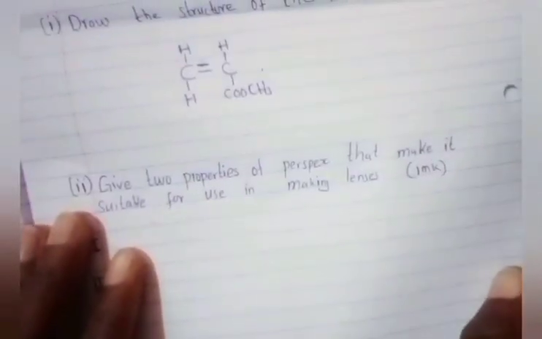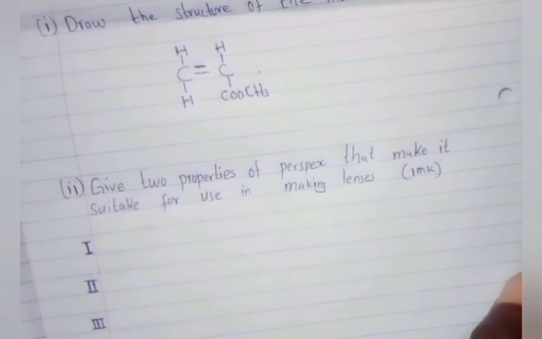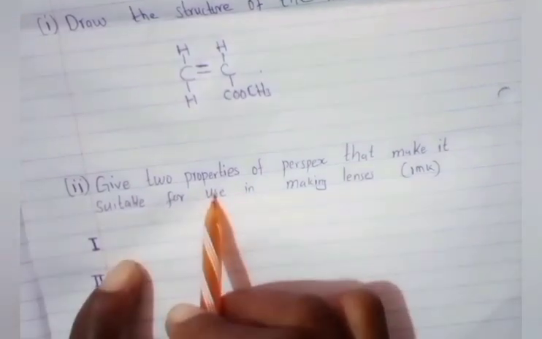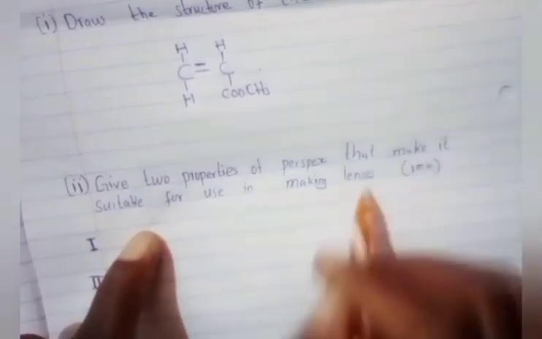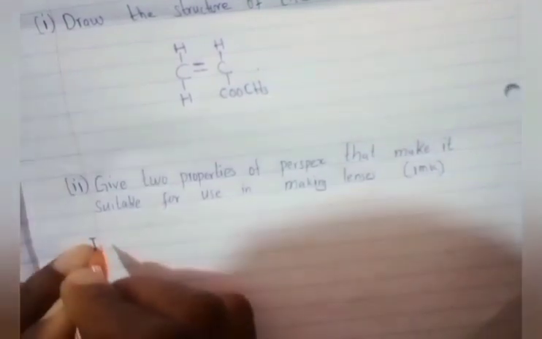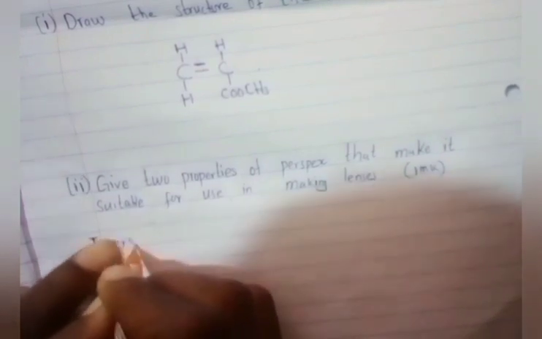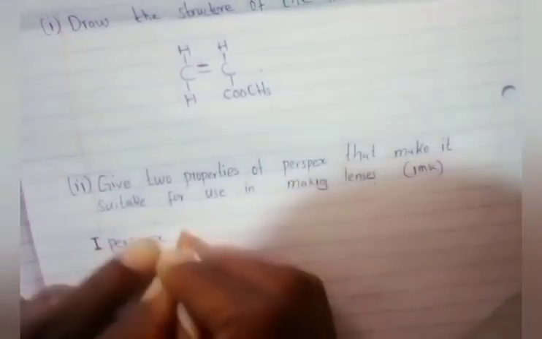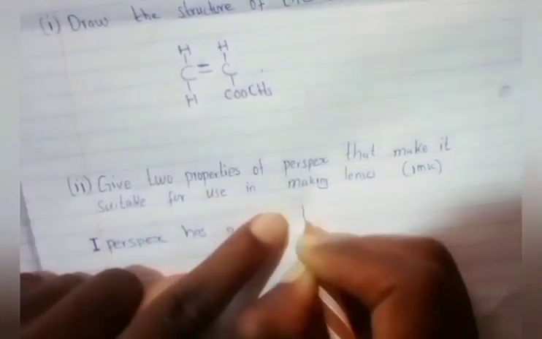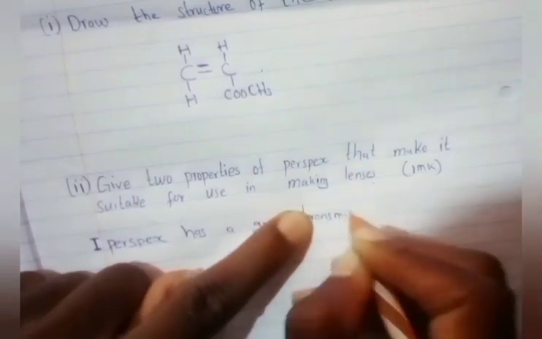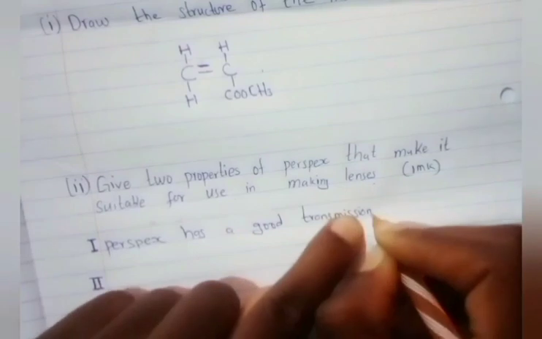Then Roman 2 of part B, give two properties of perspex that make it suitable for use in making lenses. So the first property is it has a good transmission property. Transmission properties.